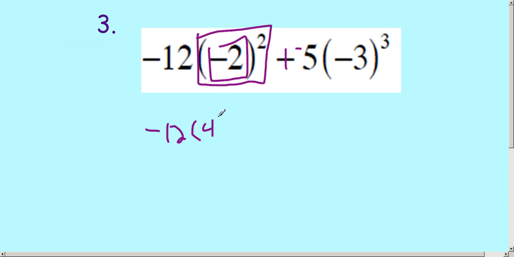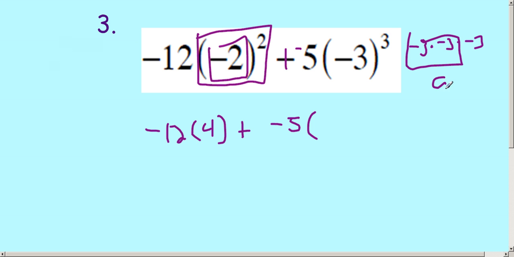times 4 plus, and then we have negative 5 times, well, this is negative 3 times negative 3 times negative 3, okay, because that negative is grouped with the 3. So negative 3 times negative 3 times negative 3. Well, this will give us 9. 9 times negative 3 will give us negative 27. So it's going to be negative 27.